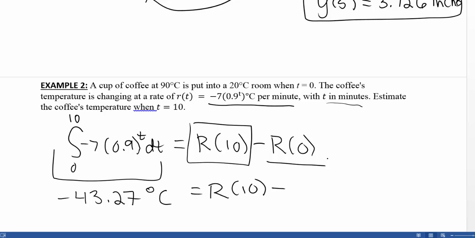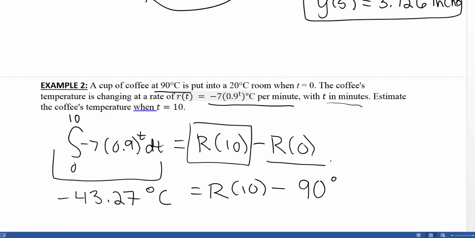So that's going to be equal to the temperature at time 10 minus the temperature at time 0. That's the piece we need to figure out. What was our initial temperature of this coffee? If you look at the first sentence here, we have two pieces of information, and we need to look at them carefully to determine which one is our capital R of 0, our temperature at time 0. The cup of coffee is 90 degrees Celsius, and the room is 20 degrees Celsius. But what we're talking about in this scenario is the temperature of the coffee, which means that this 90 degrees Celsius is the starting temperature of this coffee.